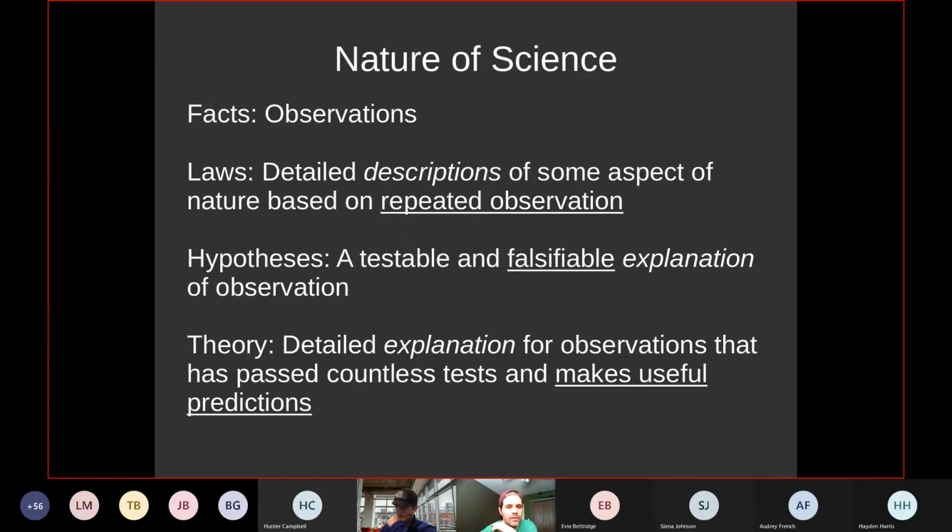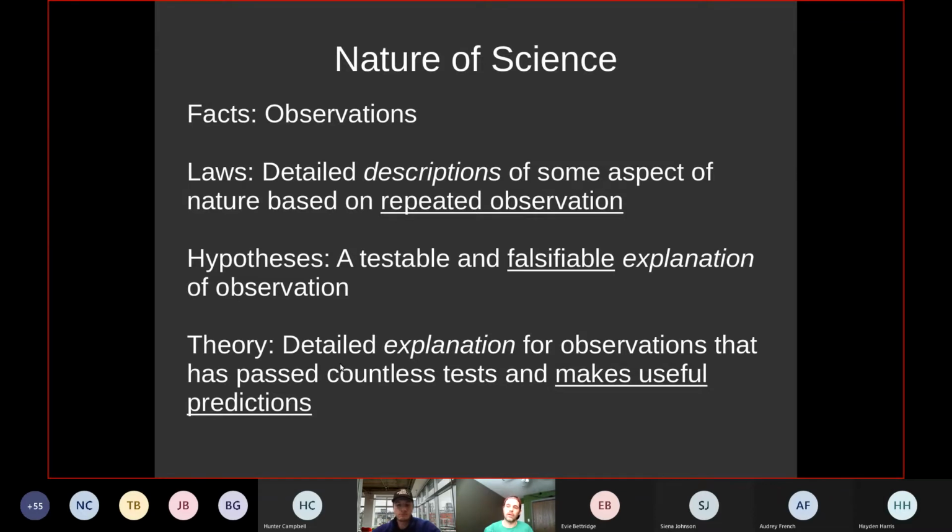Note the difference there. Laws are describing things. Hypotheses are attempting to explain them. There's a difference between a description and an explanation. And then a theory is the detailed explanation for observations. Okay.